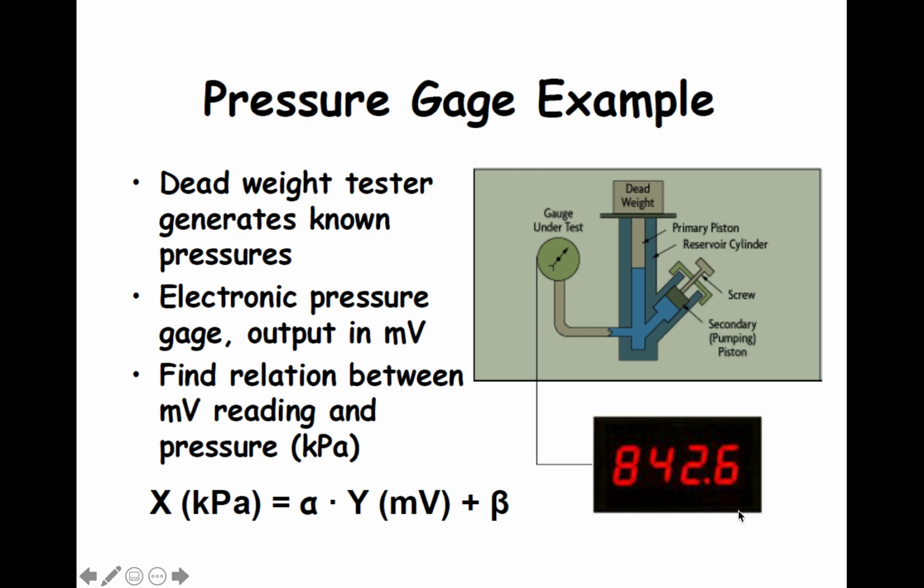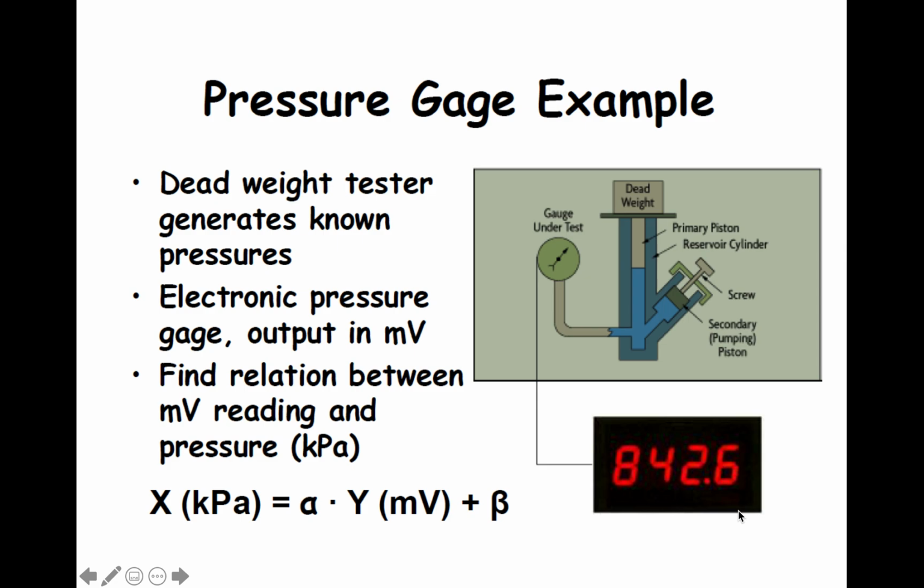Let's use a pressure gauge sensor example in the course package. A dead weight tester can generate known pressures very accurately. It is commonly used to calibrate pressure sensors. We used to have a dead weight tester in the lab session, but we decided to discontinue it as we only have one and it is aged.